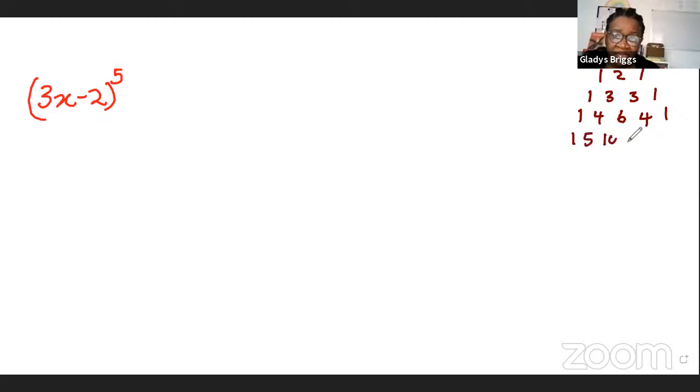Whiteboard, share. So we had to do 3x minus 2 to the power of 5. Yeah. So we know that we're using the fifth line of the Pascal's triangle, which is 1 2 1, 1 3 3 1, 1 4 6 4 1, and the fifth line would be 1 5 10 10 5 1. Okay.